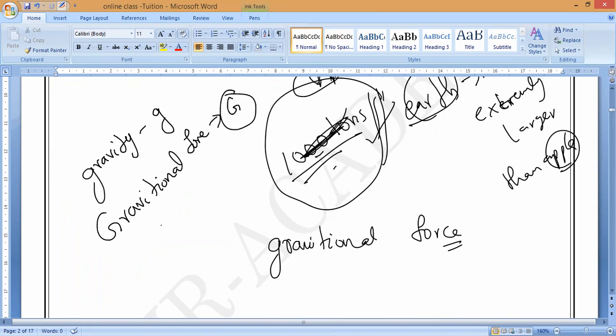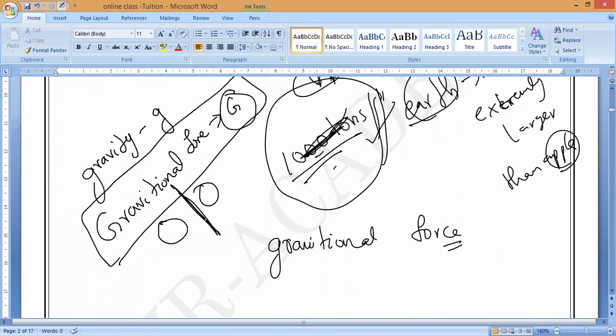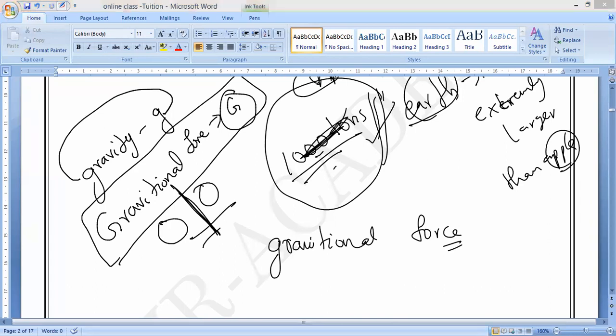Gravitational force means the force of attraction present between any two objects in the universe. But if you take the particular case of the earth alone, then we call it gravity.